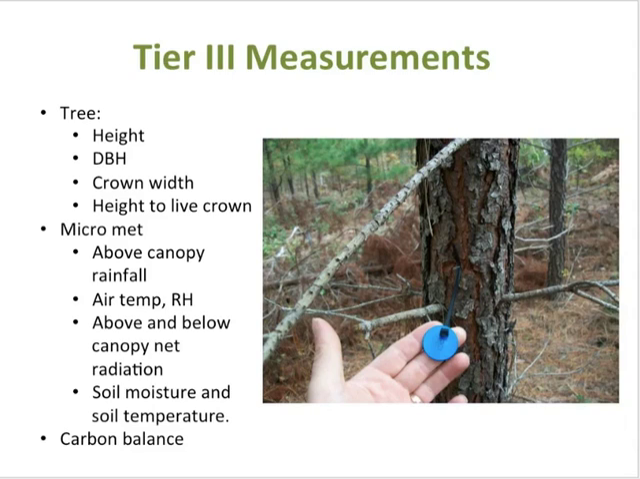And as far as measurements, we're going to be collecting the standard inventory measurements of height, diameter, crown width, and height to live crown for the trees in the measurement plot. We'll also have weather stations installed. One will be on a tower above the canopy to measure above canopy rainfall and net radiation, as well as air temperature and humidity. We'll also be measuring soil moisture and soil temperature in each of the plots, as well as carbon balance and water balance.